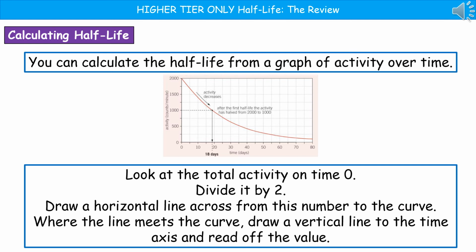For those of you on the higher tier, you need to know how to calculate half-life. So if they give you a graph of activity over time, then look at the total activity at time 0, divide that by 2, then draw your horizontal line across from that number and then take it down to the x-axis and read off the value.